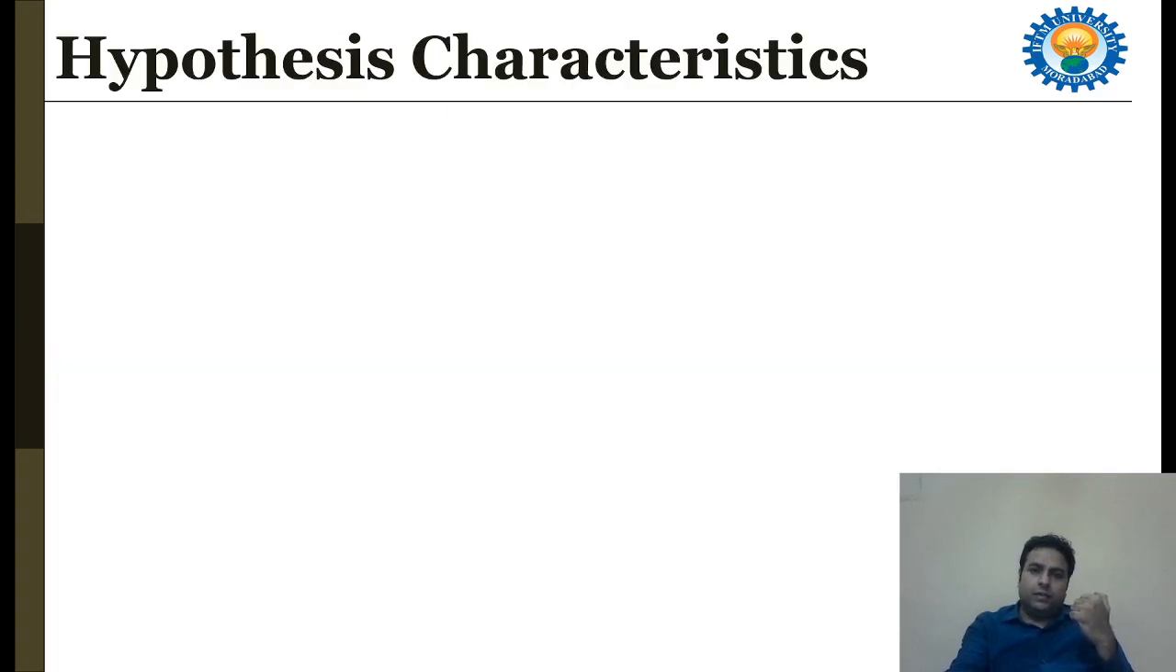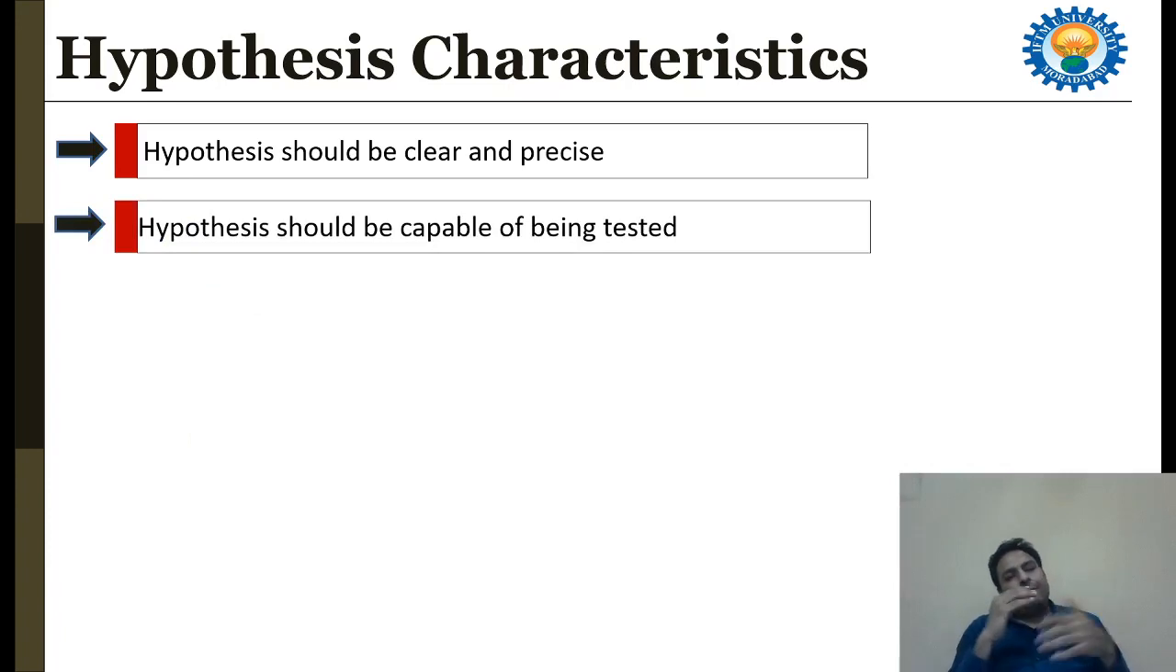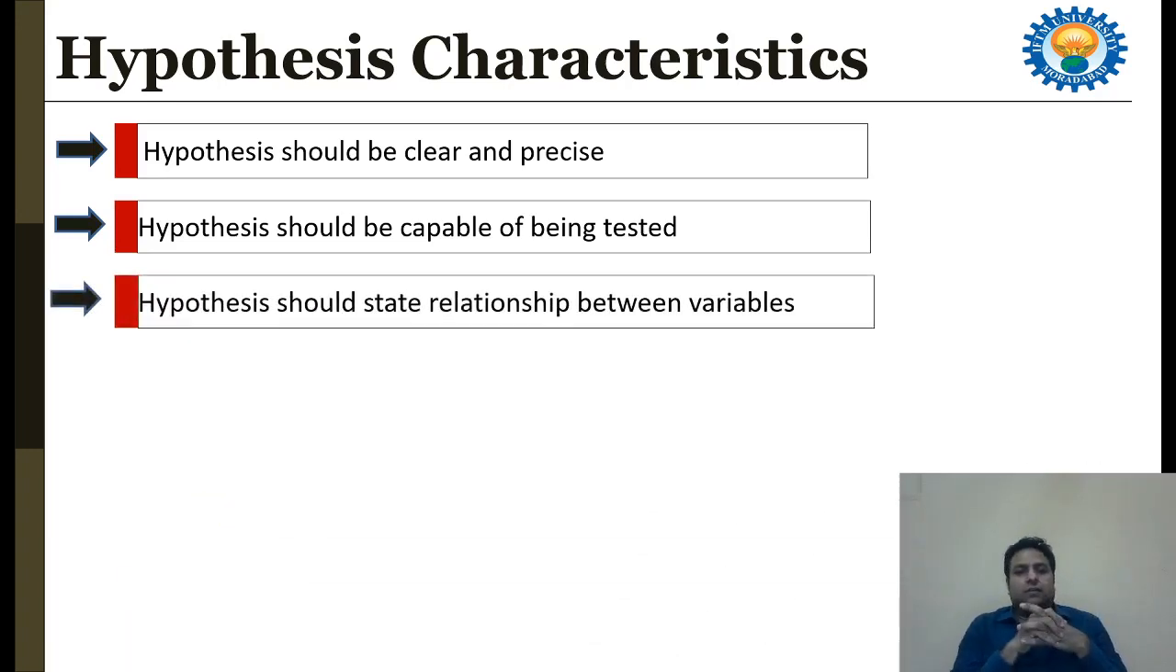Moving on to the characteristics, the hypothesis should be clear and precise. If it is not so, then the inferences drawn from the hypothesis will not be reliable. Hypothesis should be capable of being tested. A hypothesis is testable if other deductions can be made from it, which in turn can be confirmed or disproved by observation. Hypothesis should state a relationship between variables. So, if you have a relationship hypothesis, then you must state the relationship between those variables.